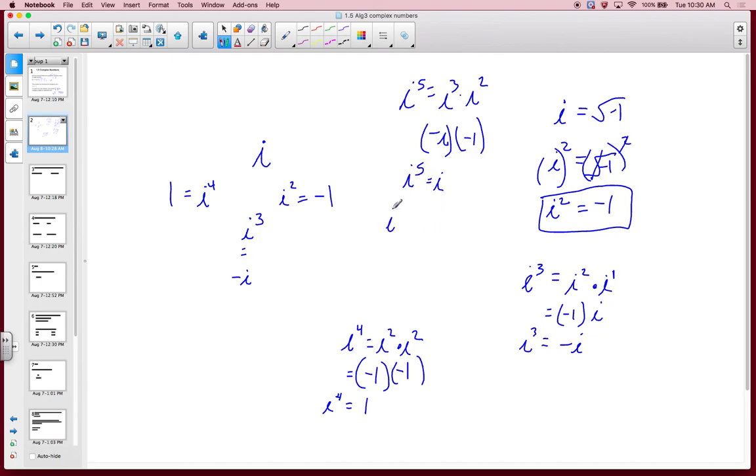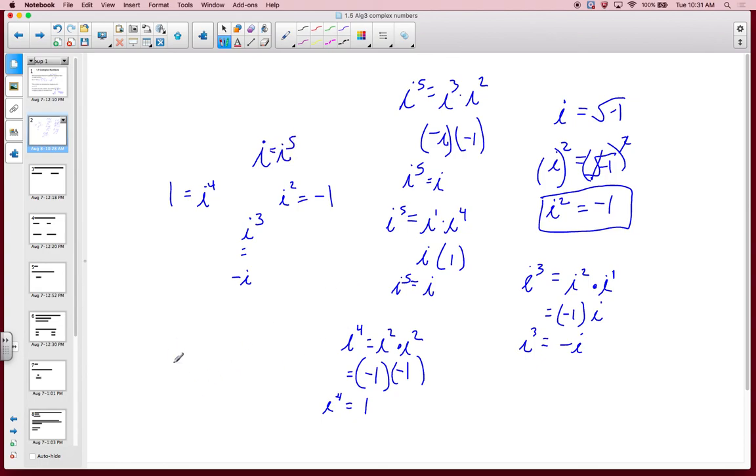You also could have broken up i to the 5th as i to the 1st times i to the 4th. That's just i to the 1st is an i. i to the 4th we found is a 1. i times 1 is i. So you could do this. There's not just one way to break these up. So this is also equal to i to the 5th.